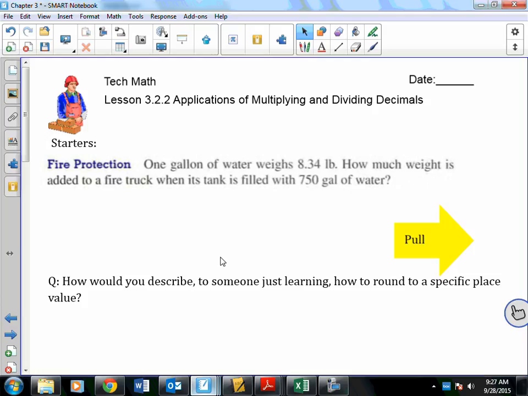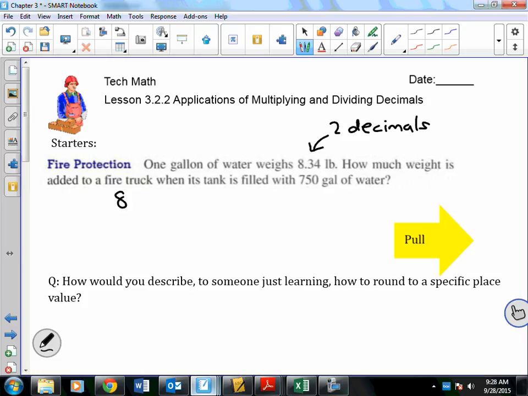Okay, welcome back. Yesterday when we were working these, we decided the best way is just multiply the whole numbers and then count how many decimal places we need to go back. If I look at 8 and 34 hundredths, there are 2 decimal places I'm going to need to account for when I am done multiplying the two numbers as if they were whole numbers to start with. So I'm going to multiply 834 times 750 and then move the decimal back to the left because I know there were 2 decimal places that I was not accounting for when I started.